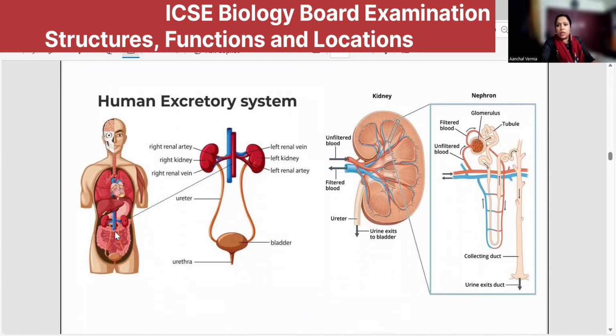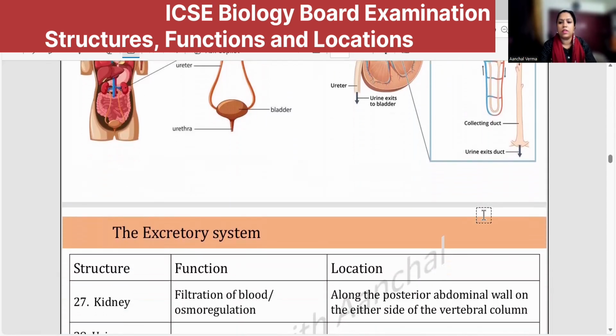And you can see here the right kidney is a little lower than the left kidney because of the arrangement of the liver. And you can see the different colors. You can find out the blue one is the renal vein, the red one is the renal artery, and then you have the afferent arteriole and the efferent arteriole, their structure, then which part of the nephron is in the renal cortex, which part is in the medulla. You can see here this part is in the cortex and the lower part is in the medulla. Now let us see the explanations.